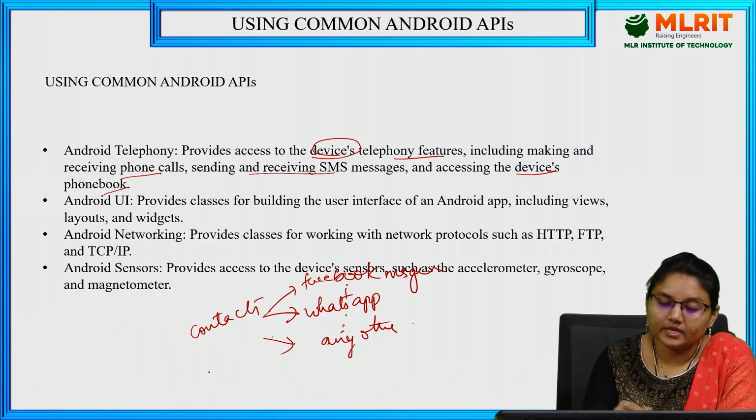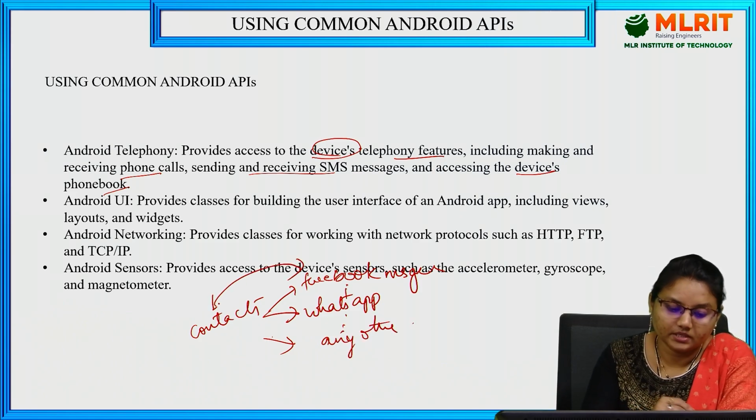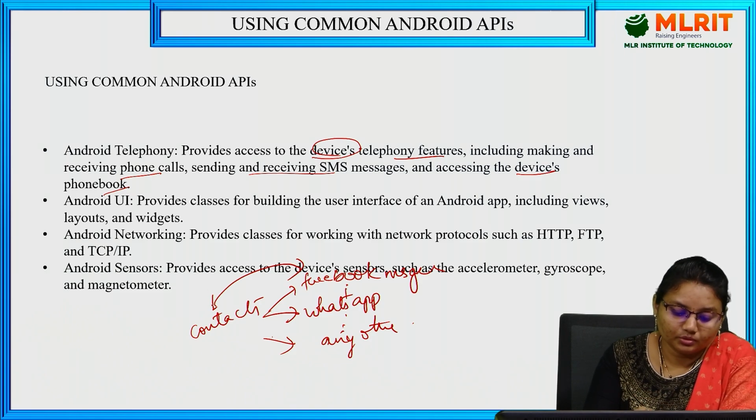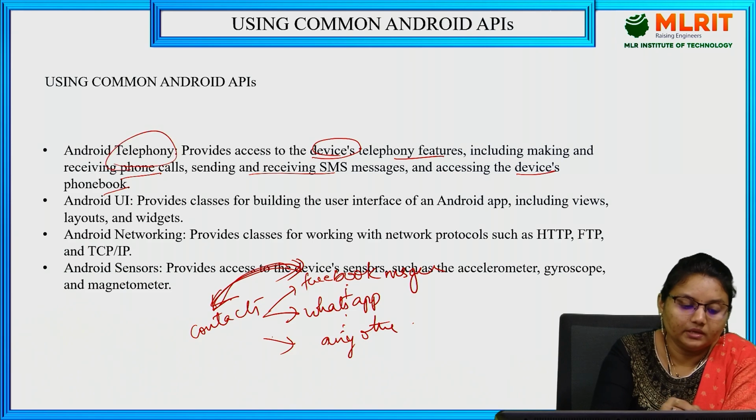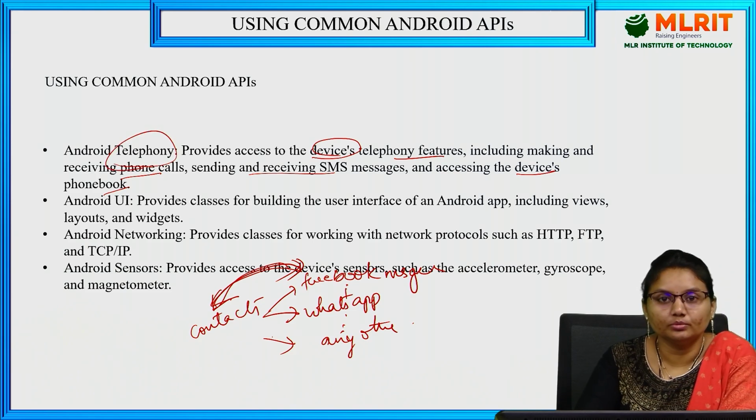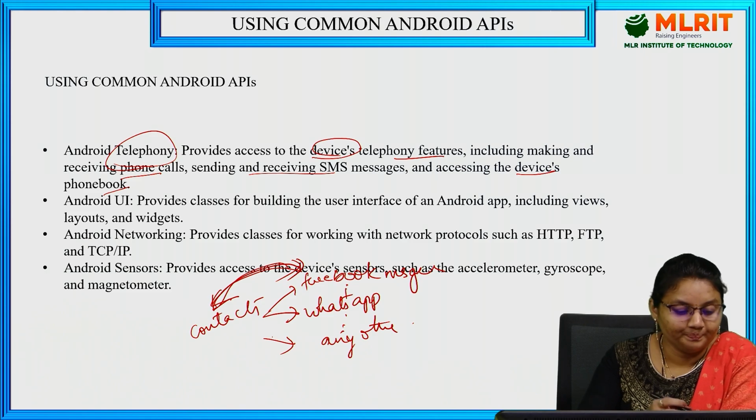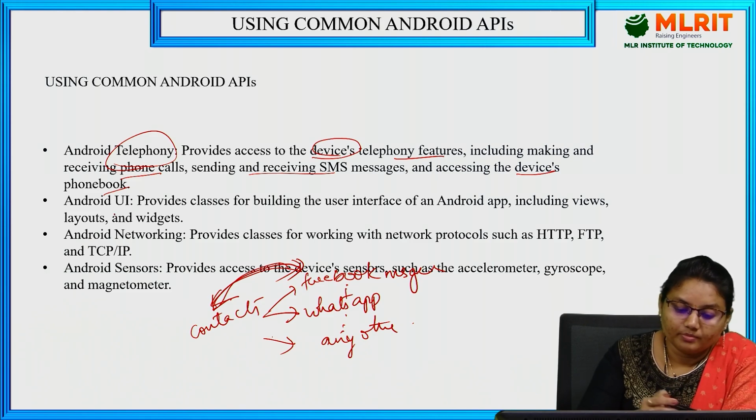So how can it be done? You should have a synchronization. To export or to import, what is happening? Your Android telephone is helping you to provide this access to the telephonic features. Now, Android UI provides the classes for building the user interface of an Android application.